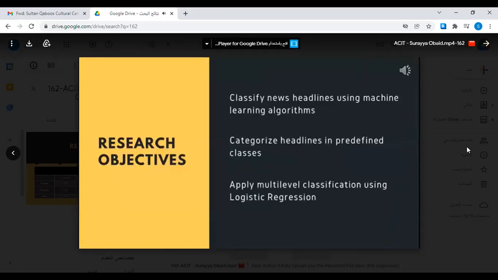Now here are the objectives of our research that include classification of news headlines, categorization in predefined classes, and extending this classification to multi-level classification.